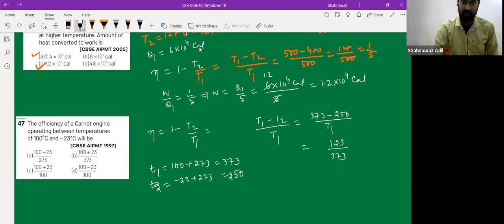Yes, Anna also got it, Arpit and Anna, right. Guys, this is good. So 123, and why did they write it like this, 123 by 370? So 100 plus 373. Right, so this is the efficiency.